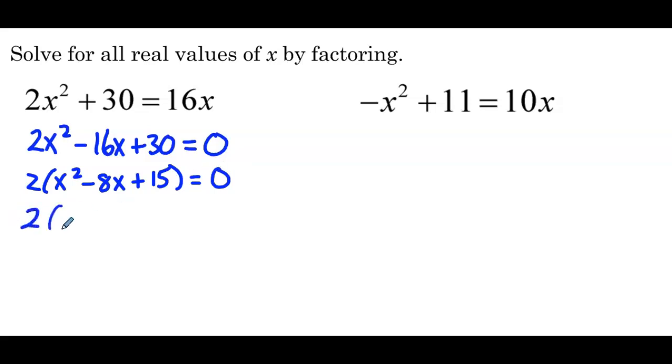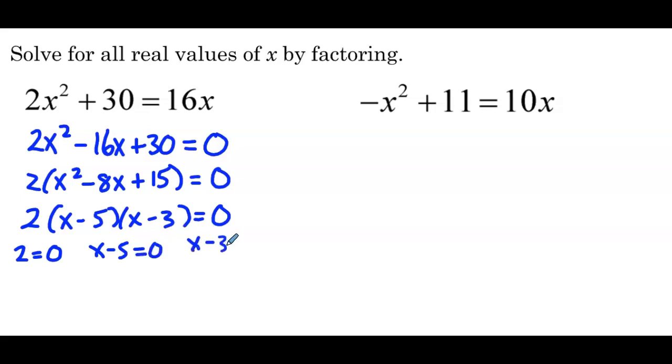And now we can factor our trinomial. So we need factors of 15 that add to negative 8. So that's negative 5 and negative 3. So we can set each factor equal to 0. Now again, 2 equals 0 doesn't make sense. That's not true. x minus 5 equals 0, well, add 5 to both sides, x equals 5. x minus 3 equals 0, add 3 to both sides, x equals 3. So our solution set is positive 3 and positive 5, or positive 5 I should say.